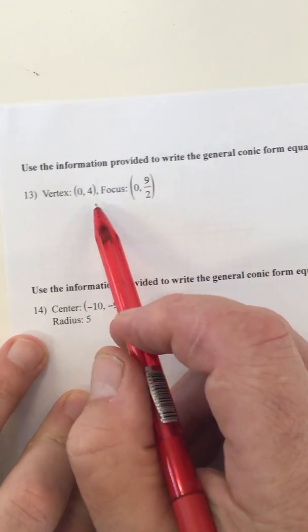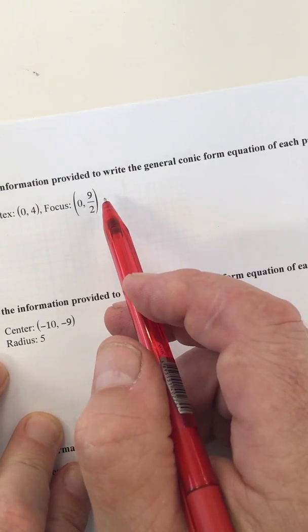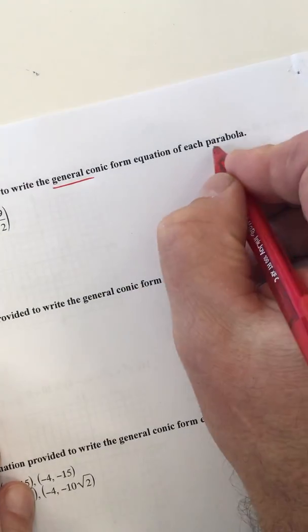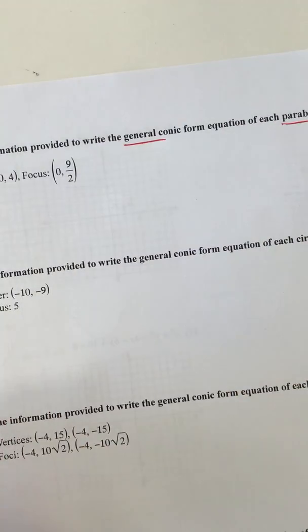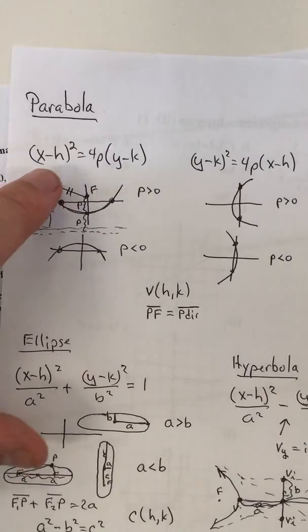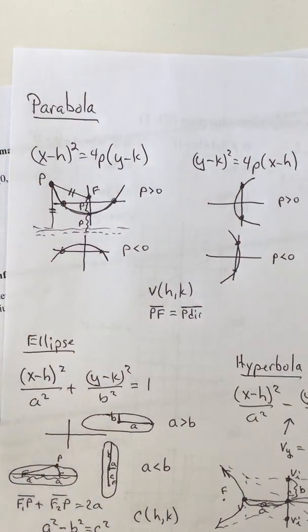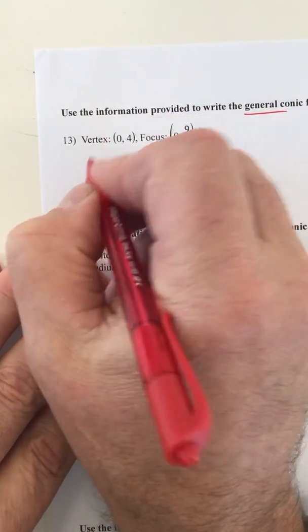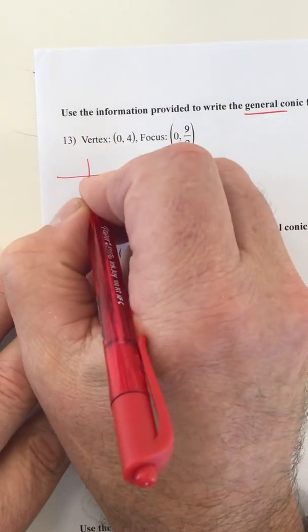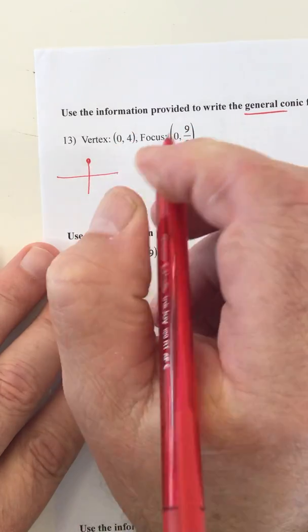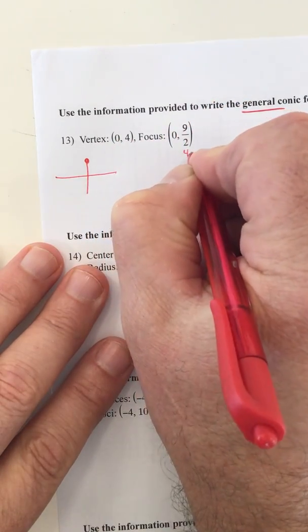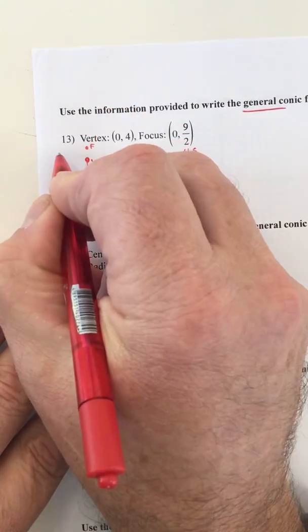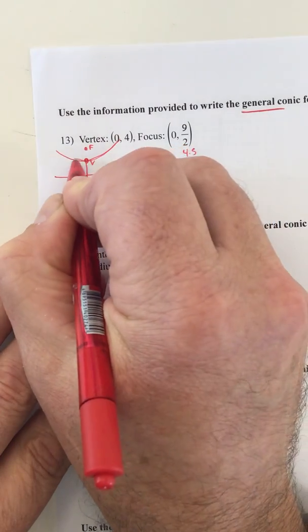Where it says, okay, now we want to write the equation in general form. That's where you multiply it all out. Okay, this one is a parabola. One of the things that we can use is our cheat sheet on parabolas. It's going to look something like this. So there's our general equation. I'm going to give myself a picture first. Vertex is at 0, 4, okay, right there. And then the focus is at 0, 4.5. So this is the vertex, here's the focus. So it's looking like this.